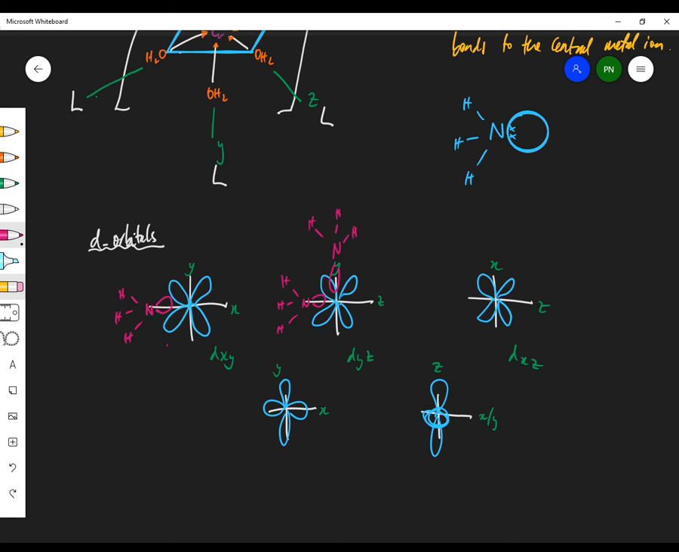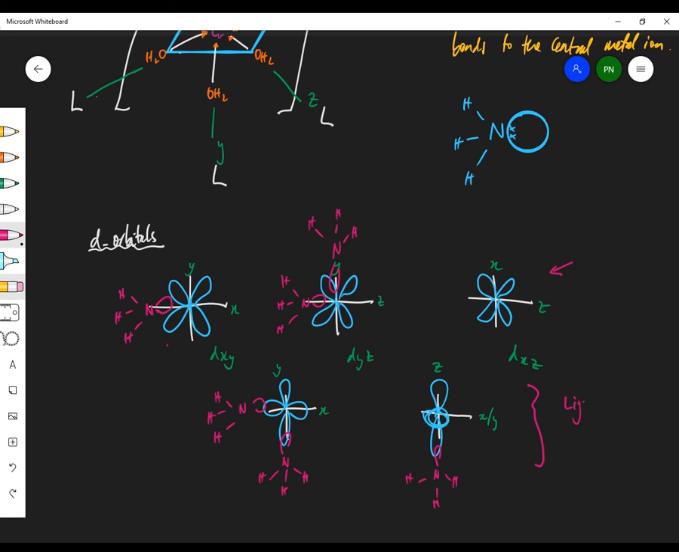So the point is, for these three top ones, the ligands approach between the lobes of the d orbitals, but for the bottom two, the ligand actually overlaps with the d orbital. Like this, if it approaches on the x, it will overlap with the x. If it approaches on the y, like this one, it overlaps with the y. And if it approaches on the z-axis, which they do in an octahedral field, it will overlap with the z. So these two are different.